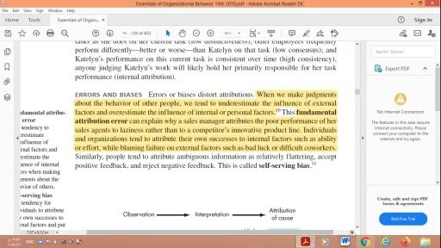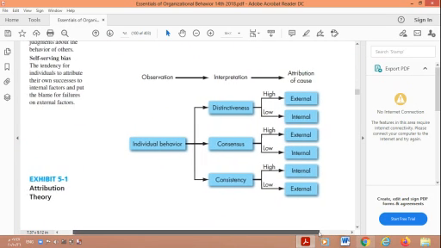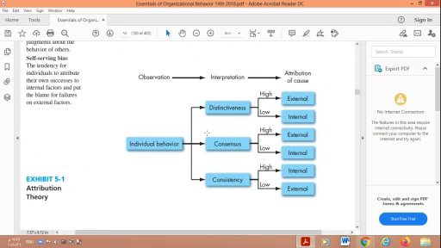Okay, and here we have a figure which represents attribution theory with the main factors: distinctiveness, consensus, and consistency. And as we said, this process starts with the observation of the behavior, then we interpret or judge it, and then we relate that behavior to its causes, whether internal or external. If there is high distinctiveness, it is related to external forces. If it is low, it is related to internal forces.